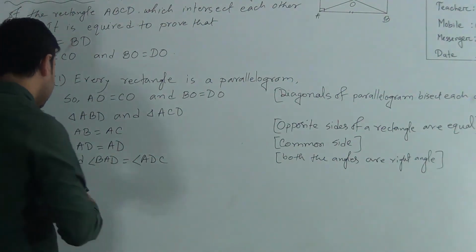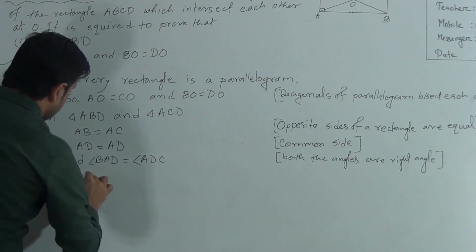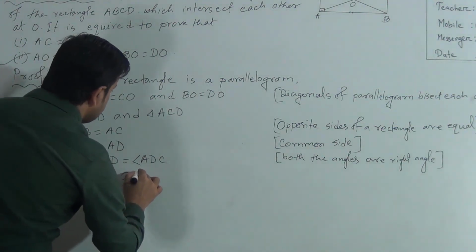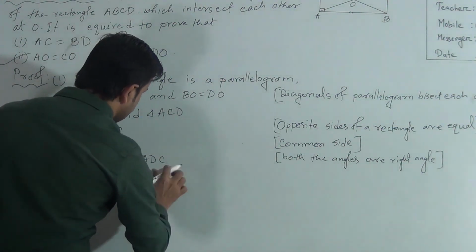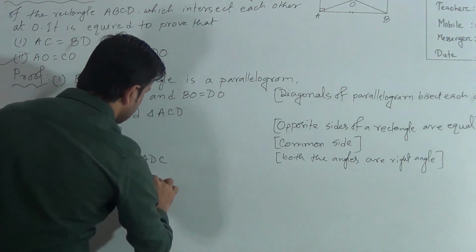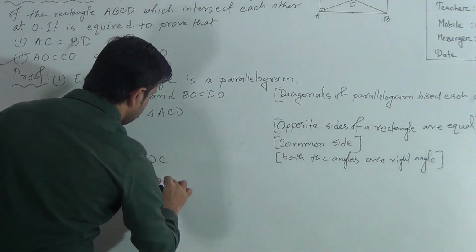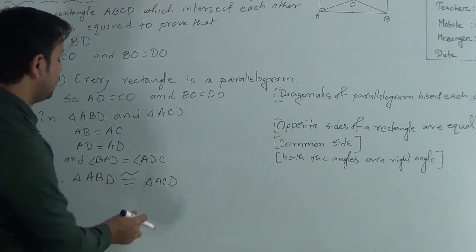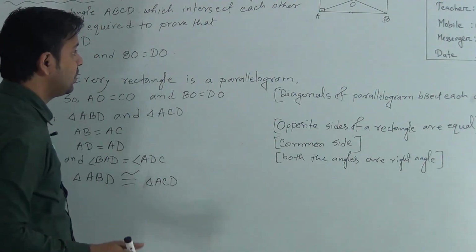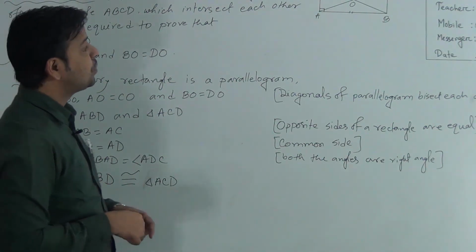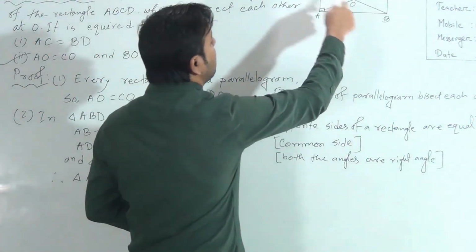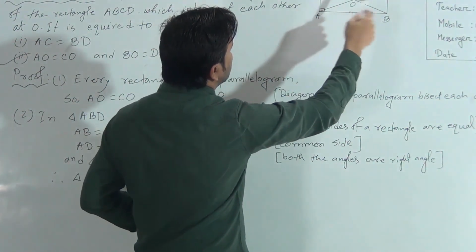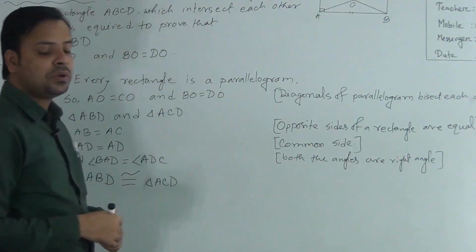So we can say therefore triangle ABD and triangle ACD are congruent. As these two triangles are congruent, and we need to prove that AC equal to BD, from these two triangles we can say BD equal to AC or AC equal to BD.